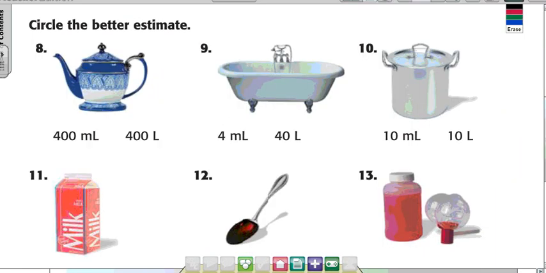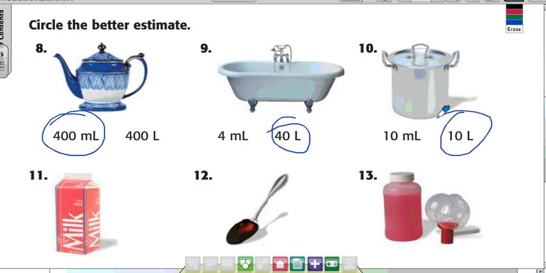For number 8, it looks like I have a little teapot, right? So that would be milliliters or liters? Milliliters. For 100 liters, that's 200 2-liter bottles, like the Coke bottles that you get at the store. Can all that fit in a little teacup? Teapot? No. How about the bathtub? Yeah, 40 liters. The pot? 10 liters, yeah.